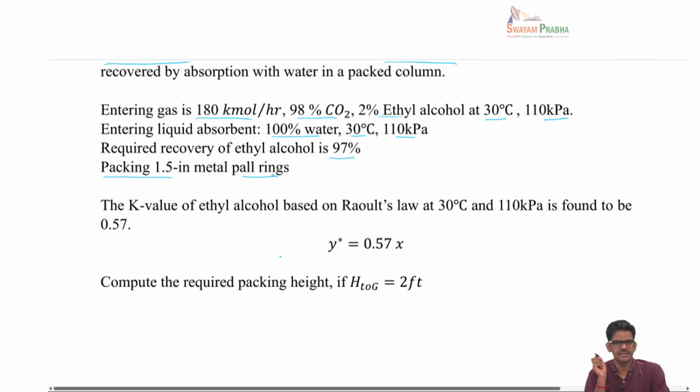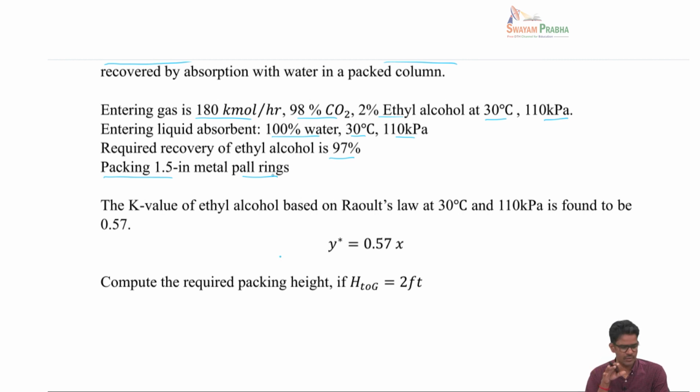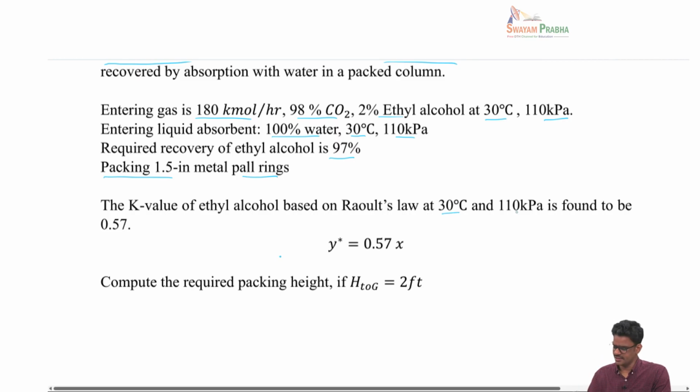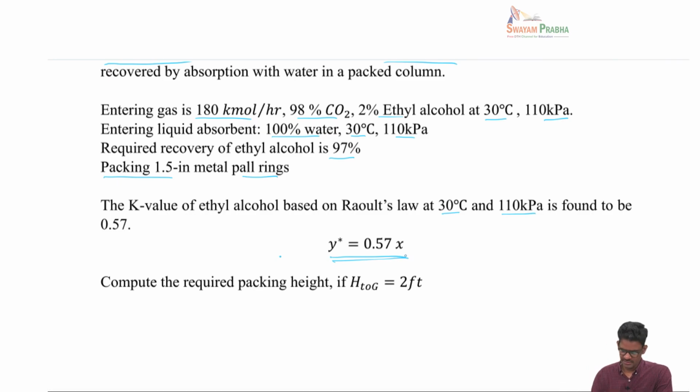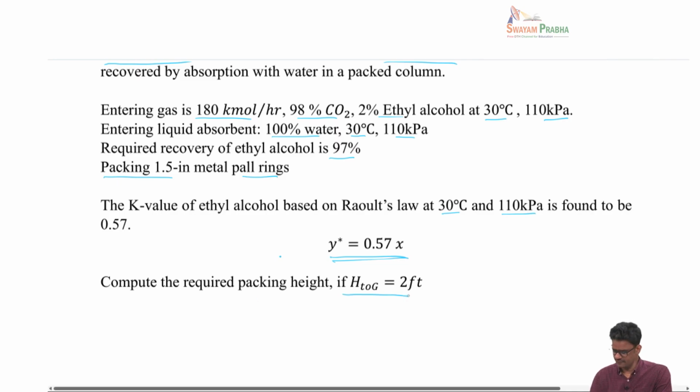Okay, which means you will know how to calculate the pressure drop, you know how to calculate the interfacial area once you know the information about the packing material. The K value of the ethanol based on Raoult's law at 30 degrees Celsius and 110 kPa is found to be 0.57. That means we know about the equilibrium line, okay, which is a straight line. Compute the required packing height if HTOG is 2 feet.